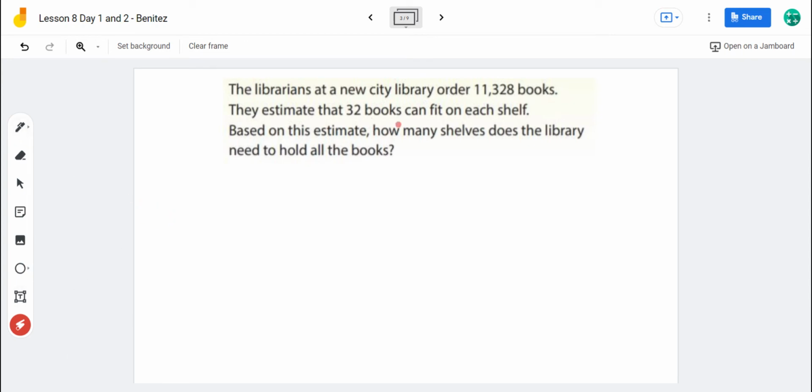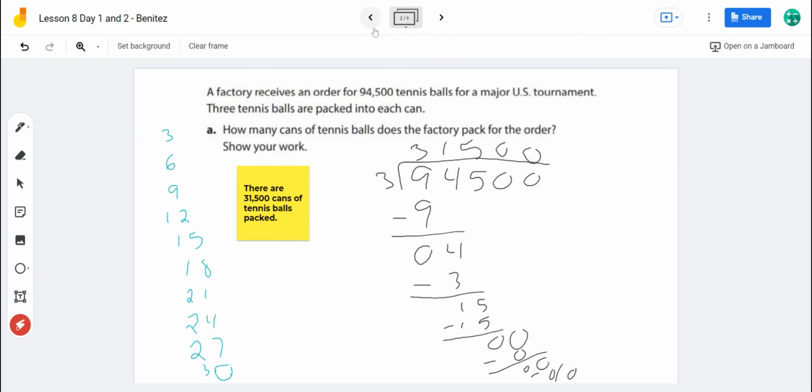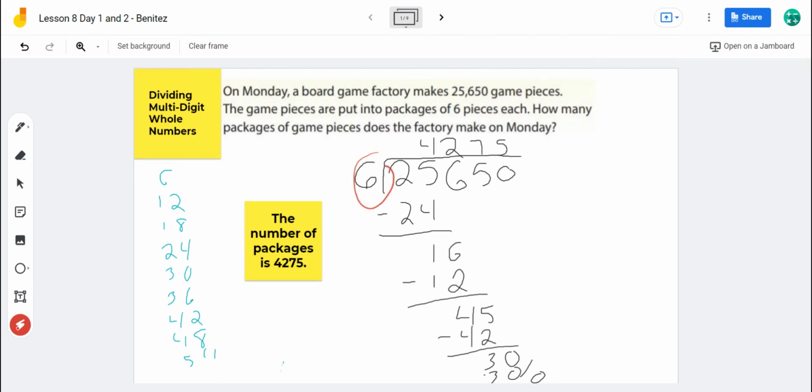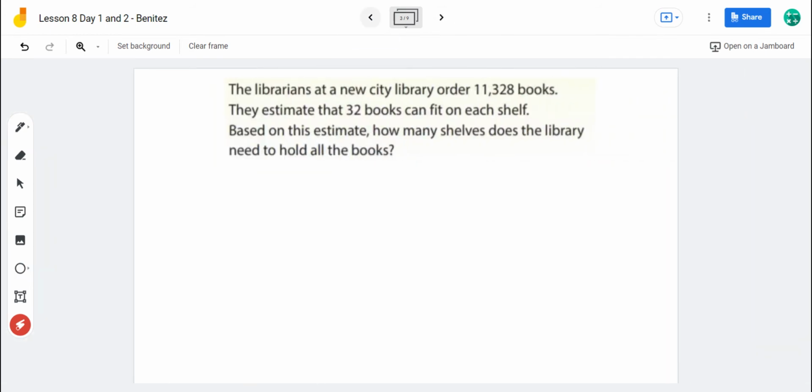This one is going to be a little bit harder because the number doing the dividing is not single digit anymore. The first two, we were dividing by 3 and then dividing by 6. Now we're dividing by 32. So let's set this up. 11,328 divided by 32.